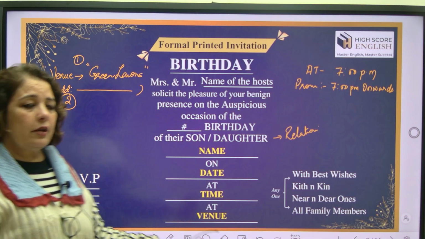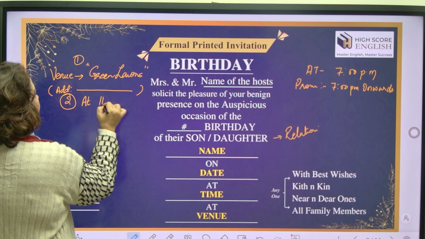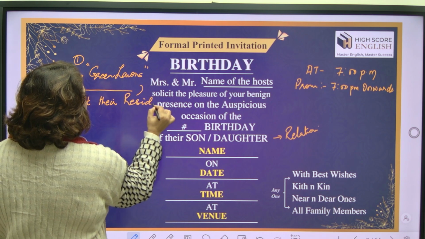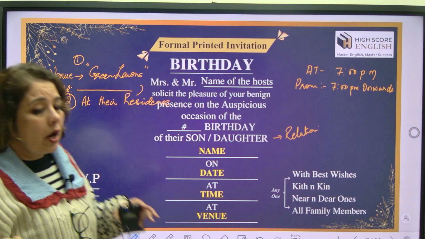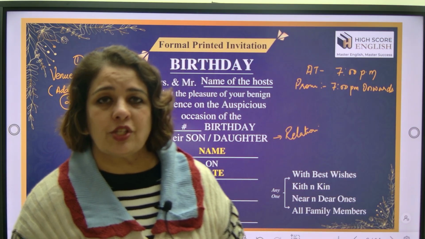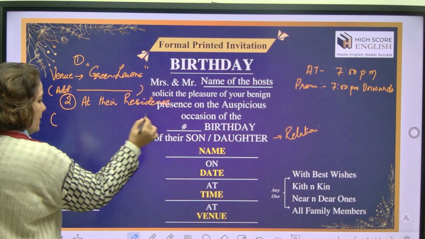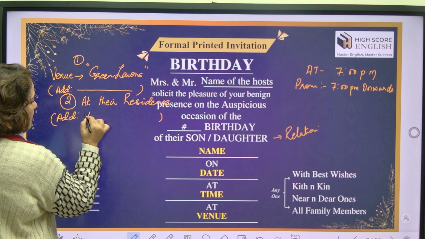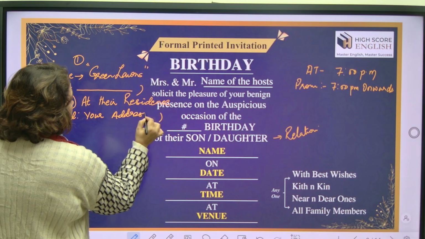You are doing it at your own home. It is your residence. Then you will write at their residence. Don't write resident. Okay, write residence. Most of the students are making this mistake. That's why I'm pointing it out. Do not write resident. Just write residence. Okay, and in bracket in the second line, you will write your personal address, whatever is your address, that you are going to write.